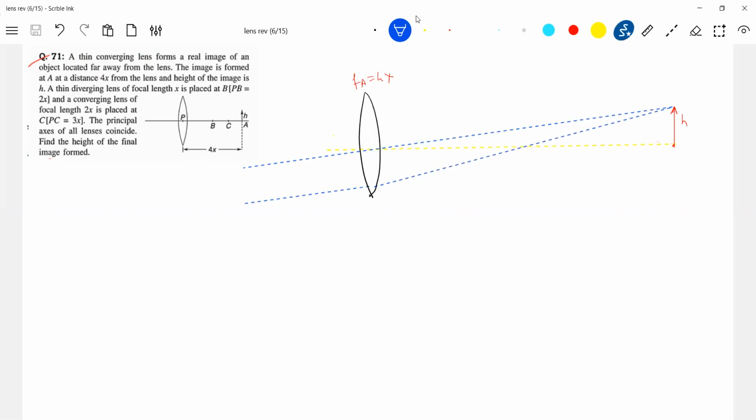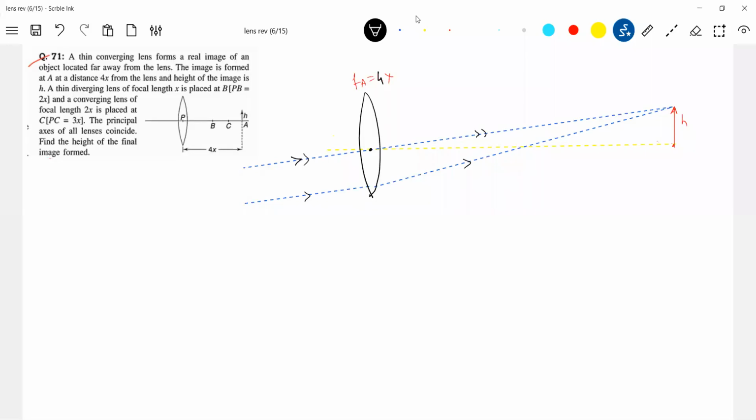Actually, the rays are coming from far away. The ray diagram will be like this. The one which passes through the optic center will go undeviated. We'll get it. This will be the focal length. Fine, this is about the first situation. Next again.